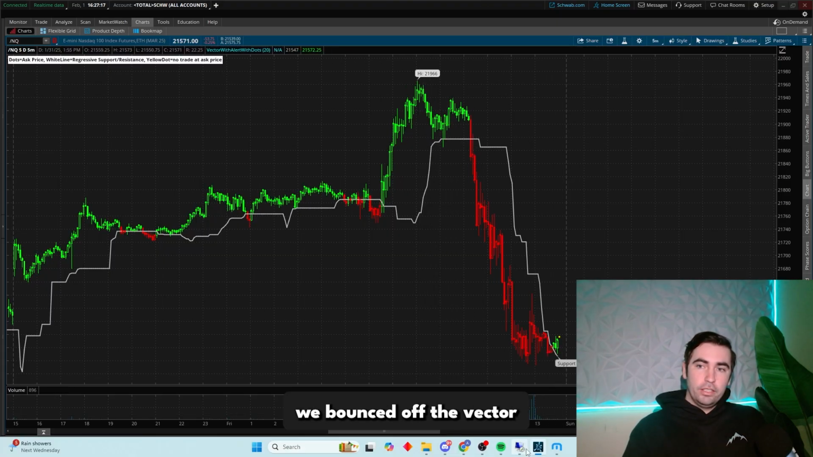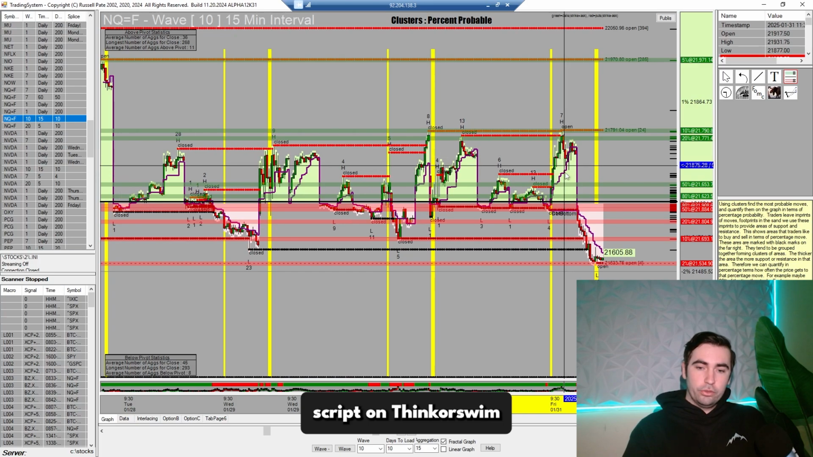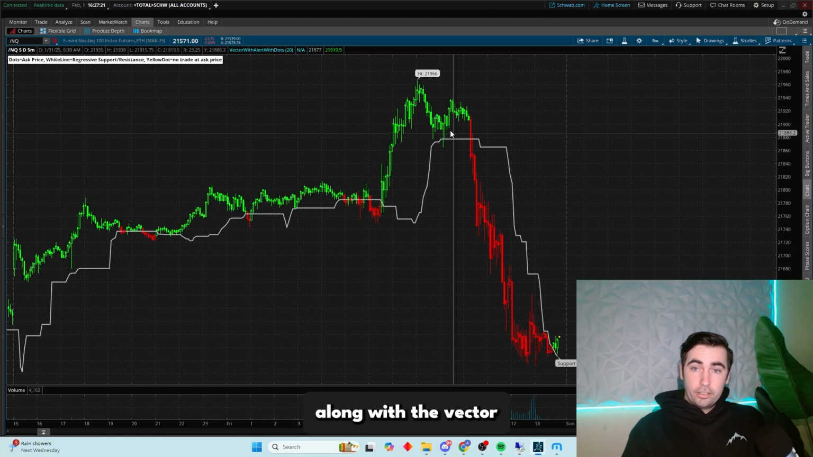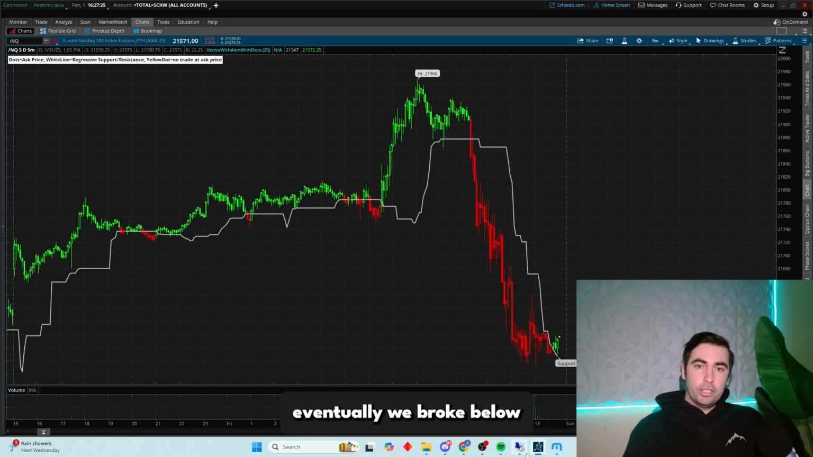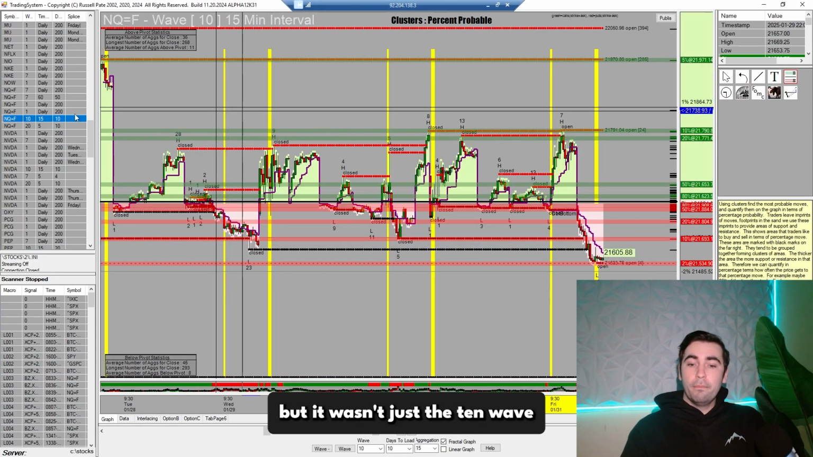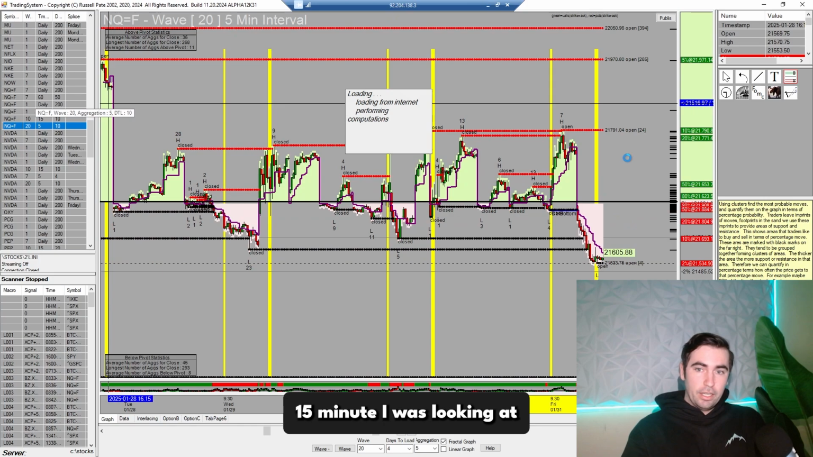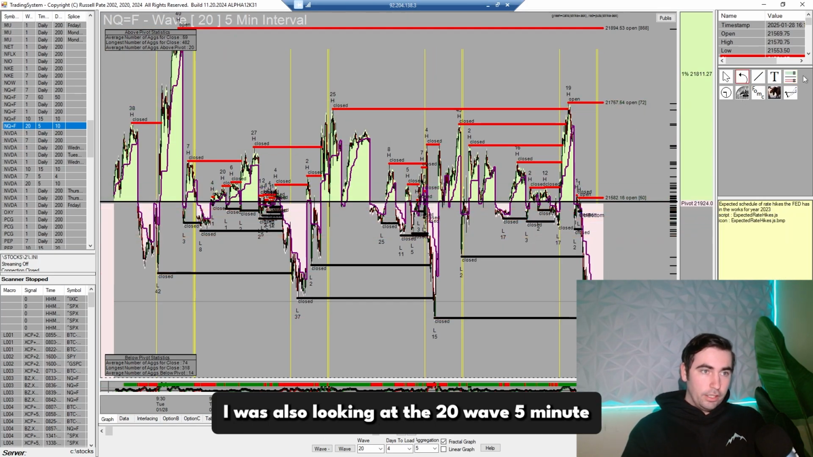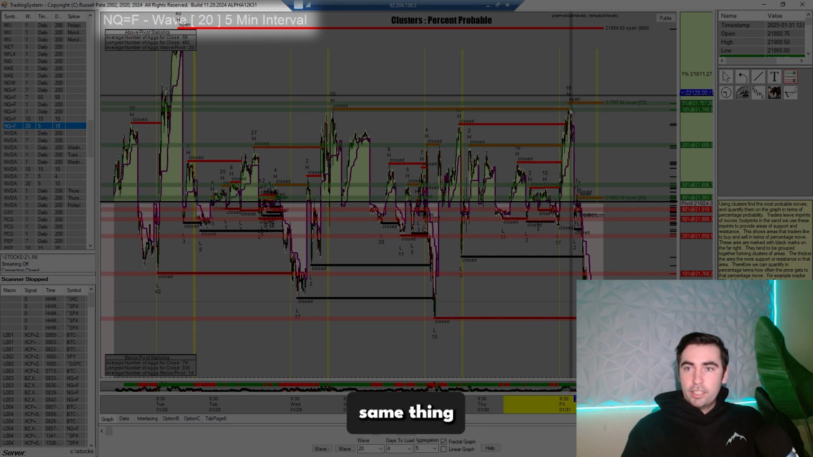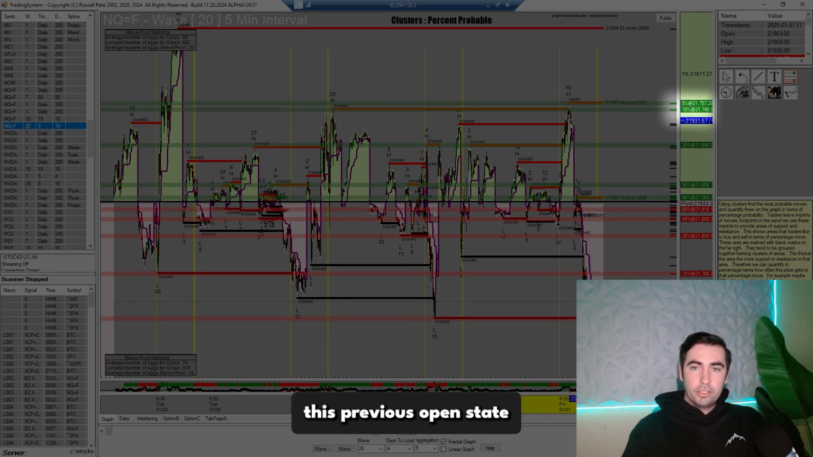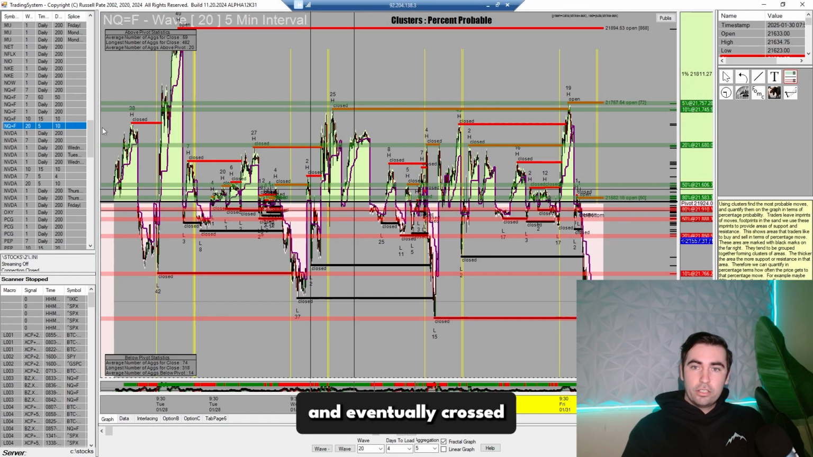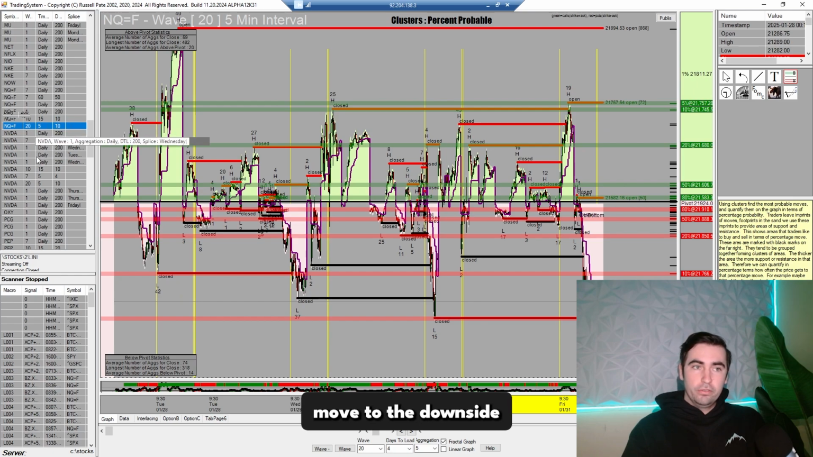We bounced off the vector script on Thinkorswim along with the vector on the 10-way 15-minute. No worries, our stops were set to break even. Eventually we broke below and continued lower. But it wasn't just the 10-way 15-minute I was looking at. I was also looking at the 20-way 5-minute. Same thing. You had the 5 and 10% odds stacked up here. We closed up this previous open state and eventually crossed vector for that continued move to the downside.